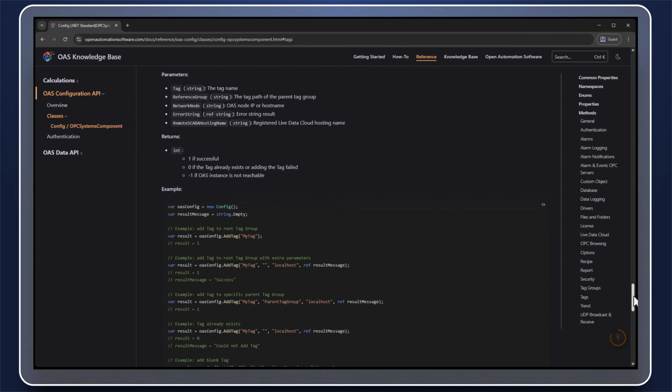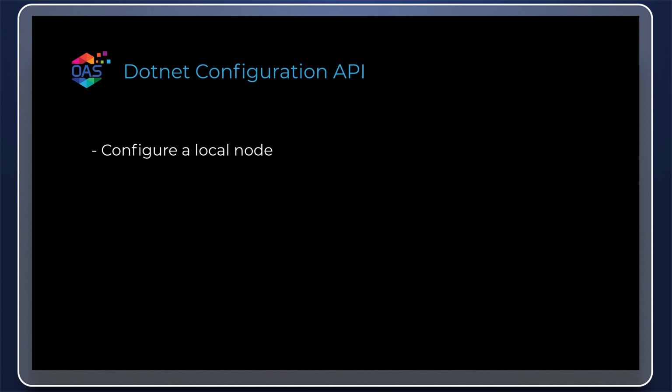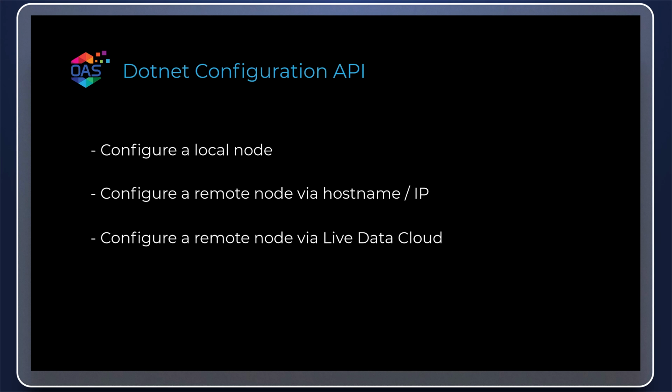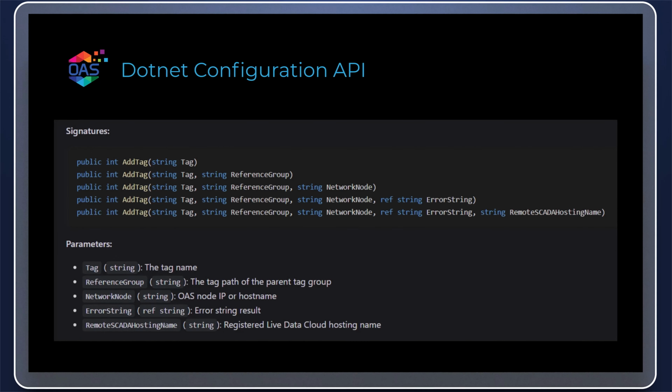The config class and its methods have a number of features and common arguments that are worth mentioning. The config API can be used to not only configure a local node, but also remote nodes and nodes using the OAS Live Data Cloud feature. Most methods allow you to specify these parameters using the provided optional arguments.